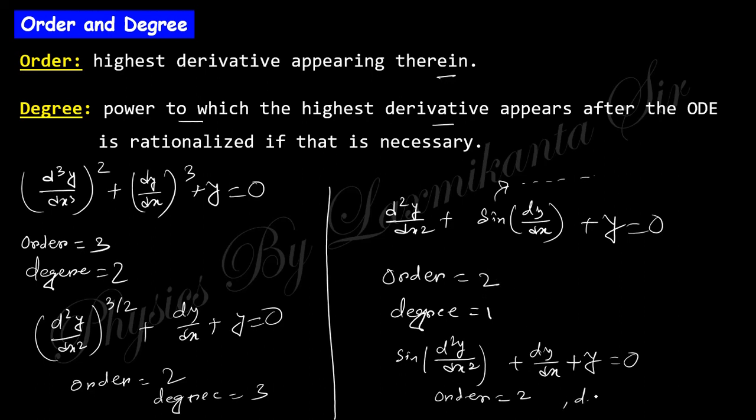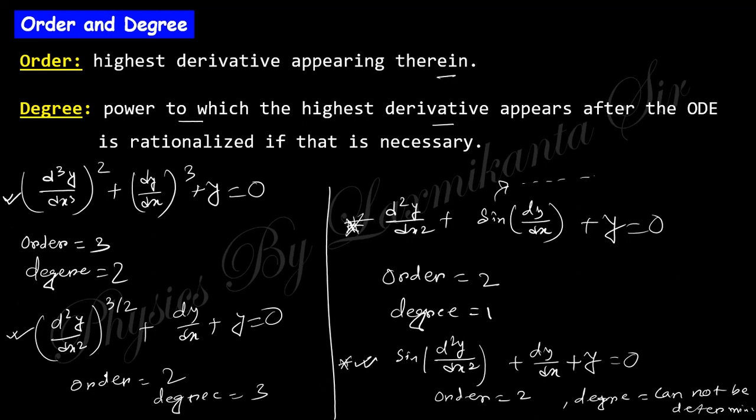Then what about the degree? If you expand this sine, there is an infinite series. So the degree cannot be obtained, or cannot be fixed, or cannot be determined. Clear? Here we cannot determine the degree because this will be an infinite series, and you know degree is nothing but the highest power of the derivative, but we cannot get the highest power. That's why we cannot determine the degree of this equation. This is a more exceptional case. You can remember this one, right? And this is the most important.